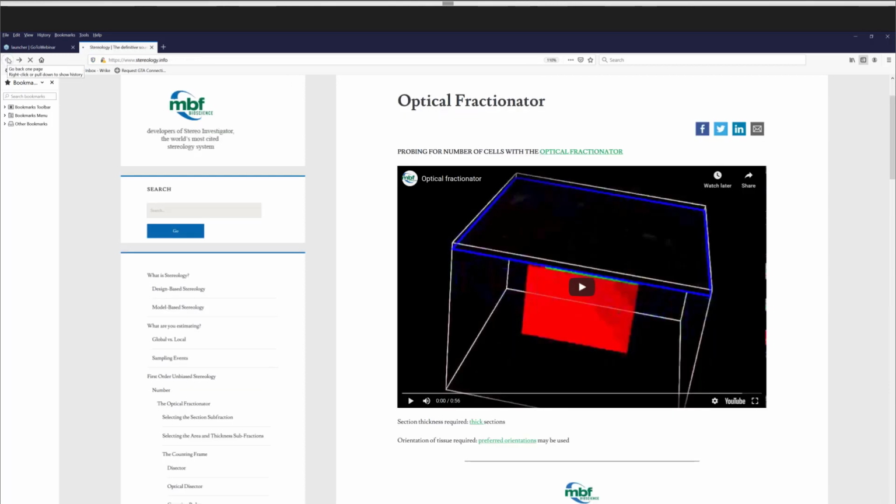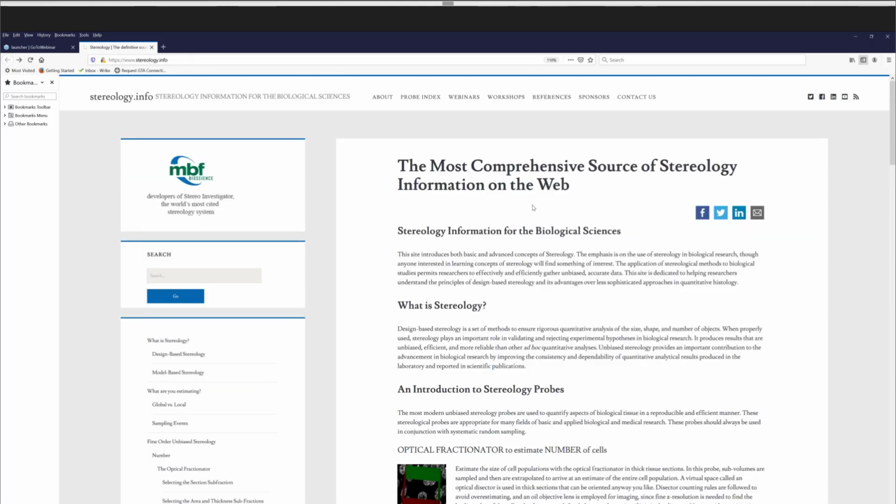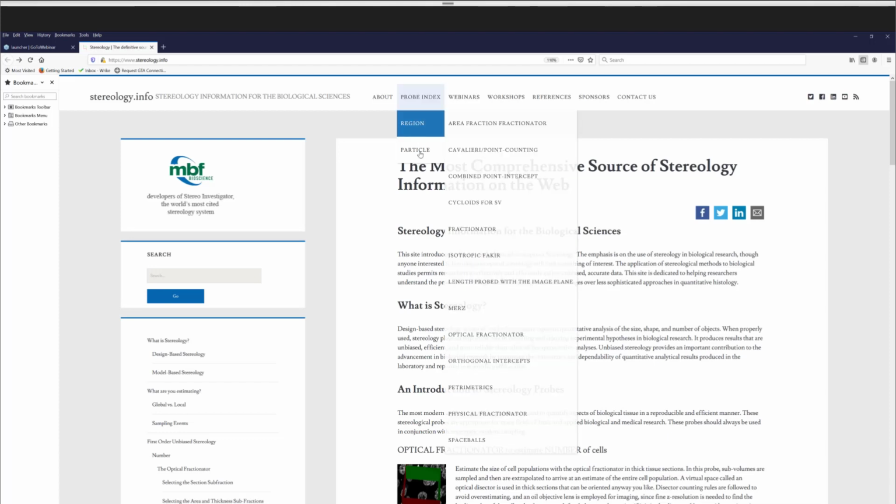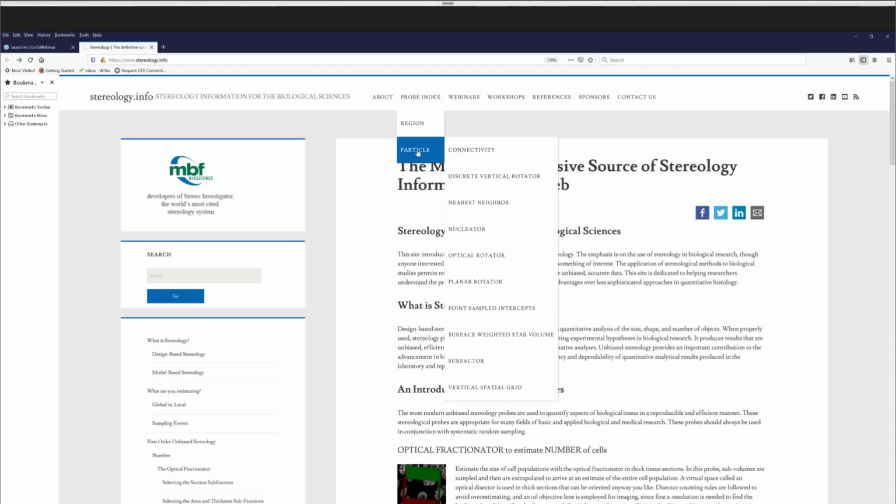Okay, let's go back to the home page of stereology.info and go back to the probe index. We can also look at probes that estimate surface or volume about particles, and there's one probe called the nucleator, which is a great probe to use with the optical fractionator to estimate the volumes of cells.